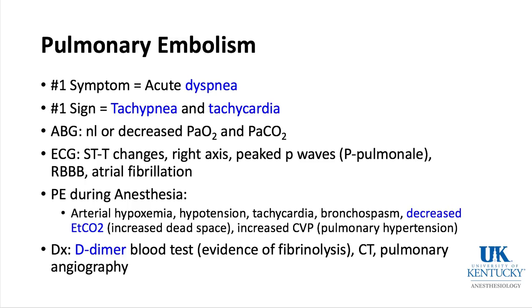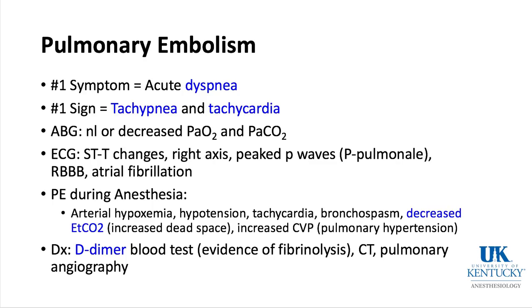On the electrocardiogram, if the pulmonary embolus is large and is blocking pulmonary artery blood flow, you can see changes on the right side of the heart, like a right axis deviation, and peaked P waves, or P pulmonale, leading to a very high peaked P wave, right bundle branch block, and even atrial fibrillation.